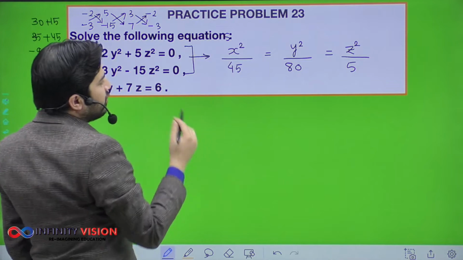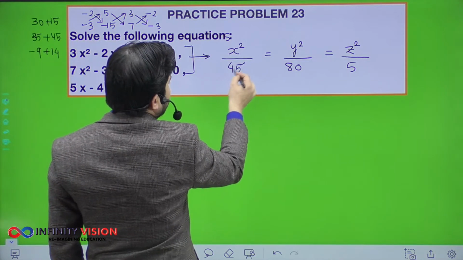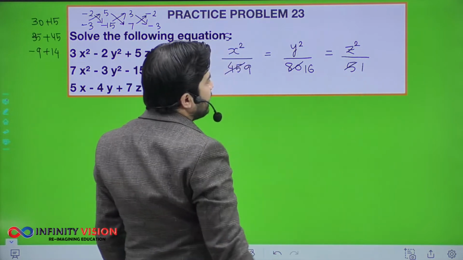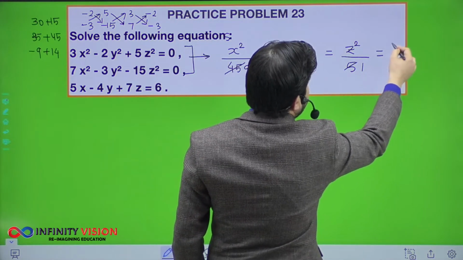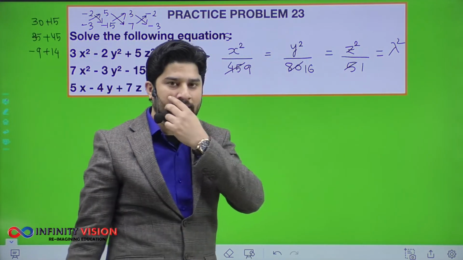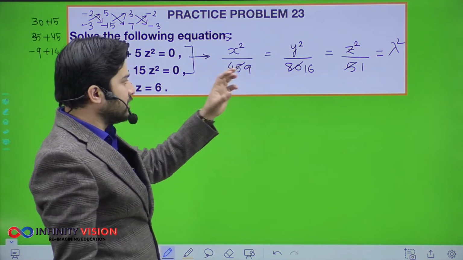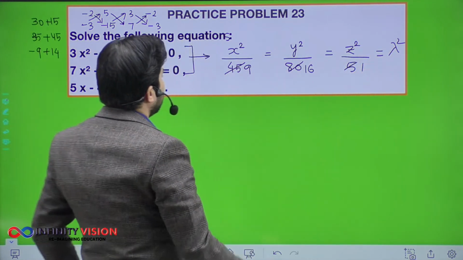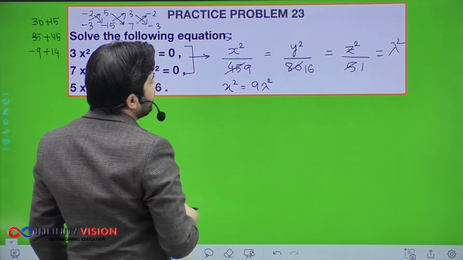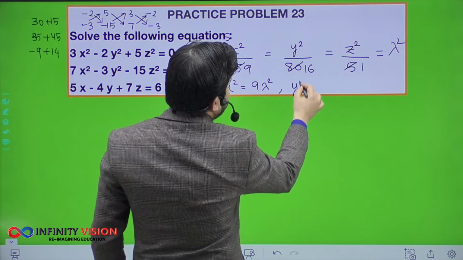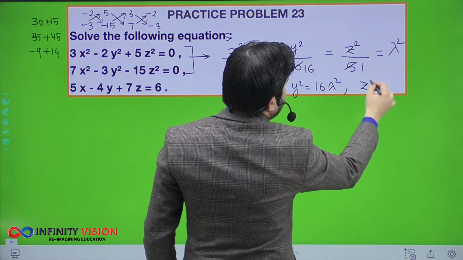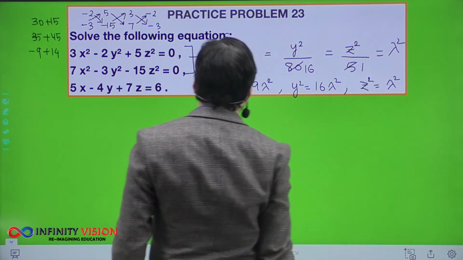Now 5, 45 and 80, 5 can cancel each other, so this will become 9, this will become 16, and this would become 1. I can say everything is equivalent to, let's say, lambda square, because we have x square, y square and z square as a square term. So I just wrote a positive quantity there. Now I can say x square is nothing but 9 lambda square. Your y square is nothing but 16 lambda square. And your z square is nothing but lambda square.